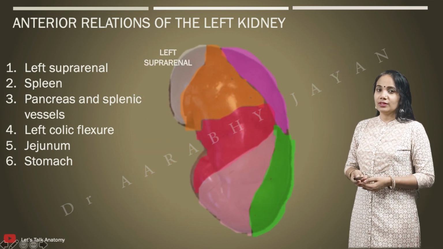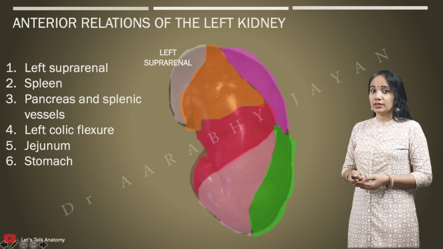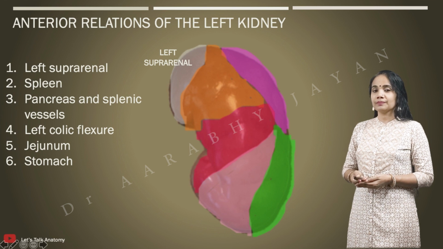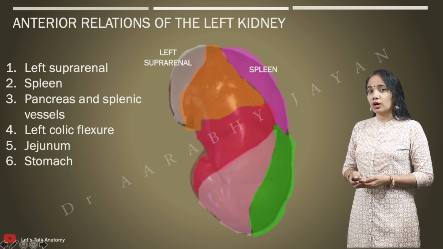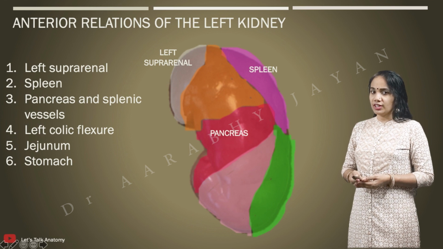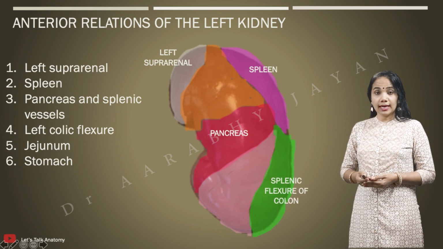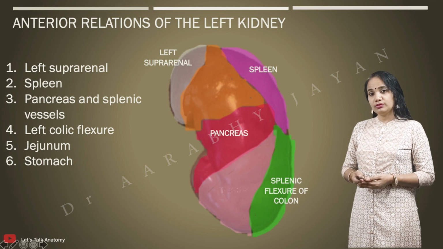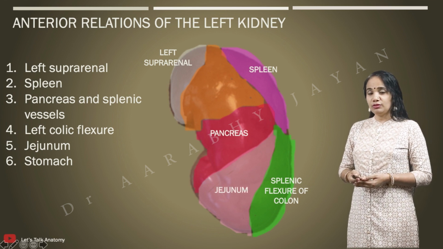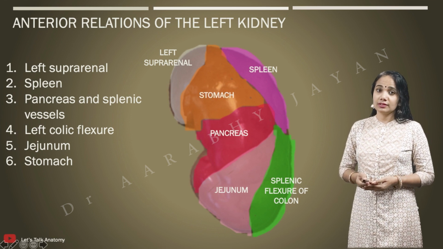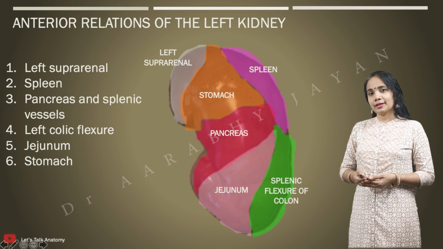So here we have the left suprarenal over the superior pole as well as the convex medial border. Then we have the spleen over the convex lateral border upper half, the pancreas, a small triangular area along the hilum, the splenic flexure along the lateral border lower half, the jejunum along the inferior pole and the anterior surface, as well as the upper part of the anterior surface related to the stomach.